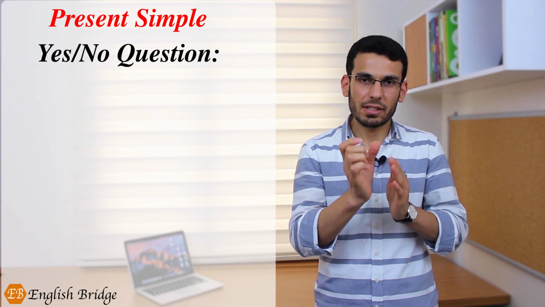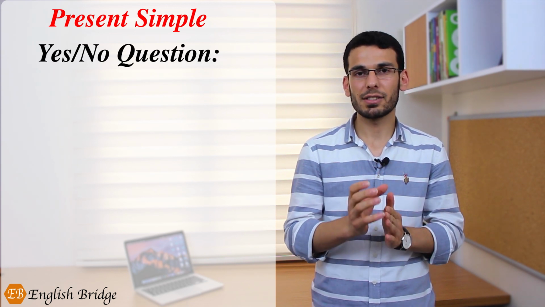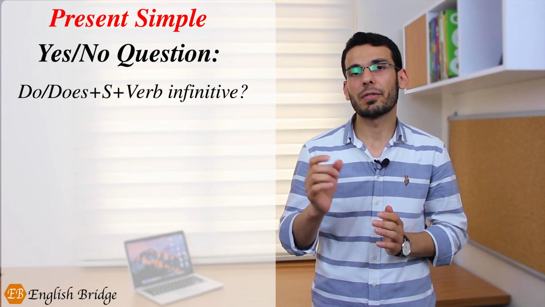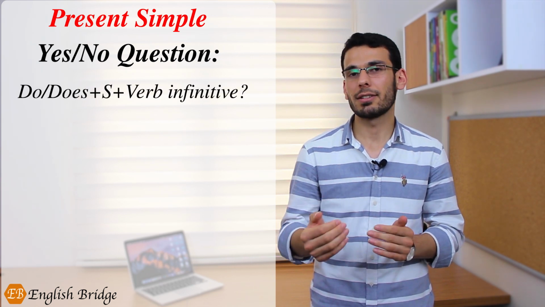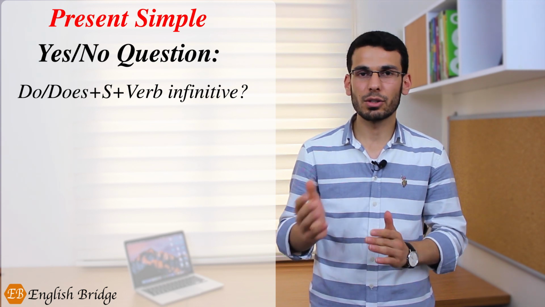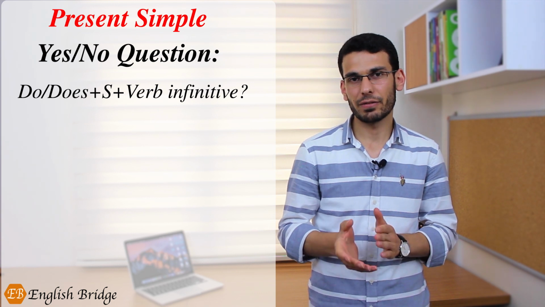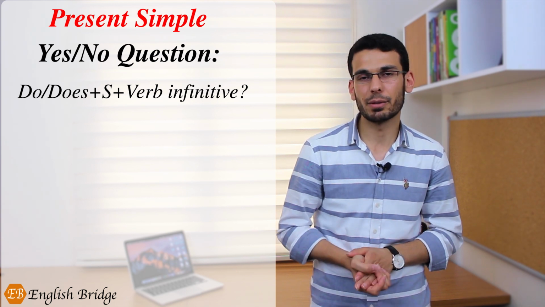To start with, we have yes-no question. In order to ask a yes-no question in present simple, we use do or does at the beginning of the sentence. Then we follow it with a subject, like I, he, she, it, they, you, we, or any singular or plural noun. And after that, we use verb infinitive. So we don't add anything to the verb.